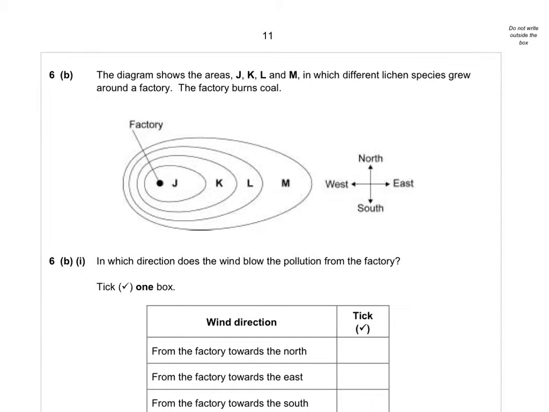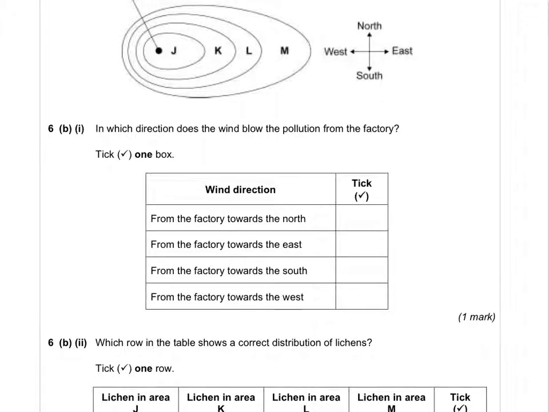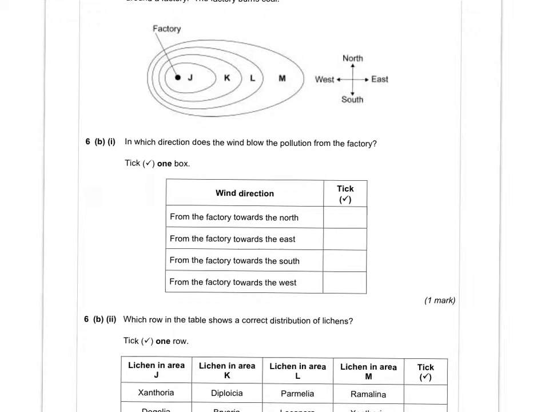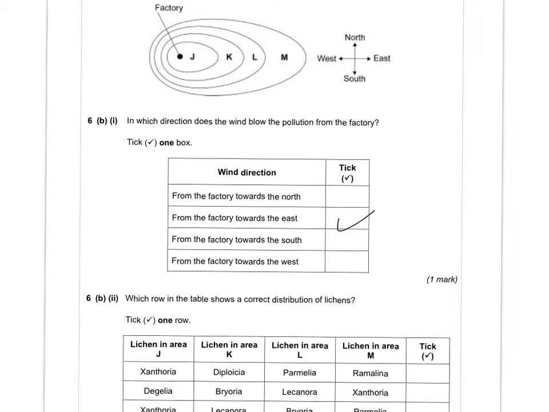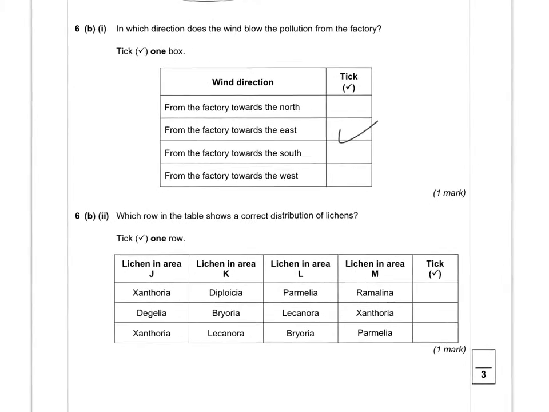It says the diagram shows the areas J, K, L and M in which different lichen species grew around a factory, and the factory burns coal. So within the coal there will be sulphur, and that sulphur is going to react with oxygen when the coal burns, which is going to form sulphur dioxide. It's asking in which direction does the wind blow the pollution from the factory. Okay, so we've got the factory, which is based here, and we can see that most of the indicator species for pollution have gone towards the east. Therefore, the correct answer for that is from the factory towards the east. No trick questions there. You just have to look at the diagram and understand what it's saying.